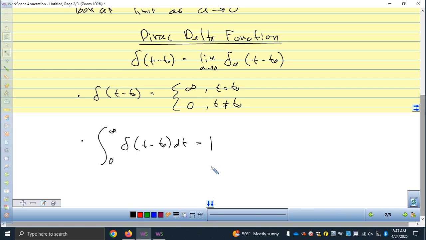How did someone figure this out? Paul Adrien Maurice Dirac, it's named after Dirac, worked on the foundations of quantum mechanics, and he came up with this idea because it was useful in certain applications, this thing that's infinite for a very short amount of time. He shared the Nobel Prize in 1933 with Schrödinger for work on quantum mechanics.